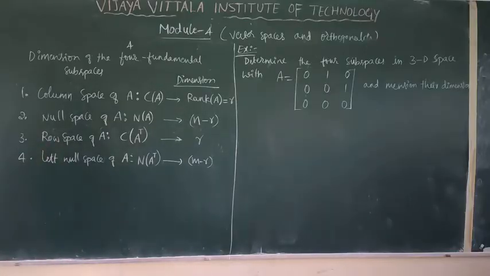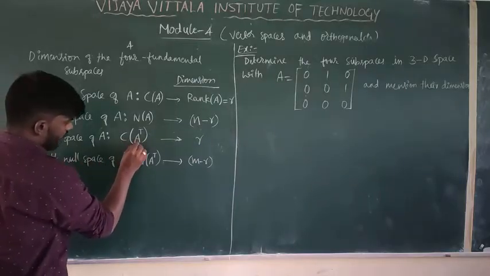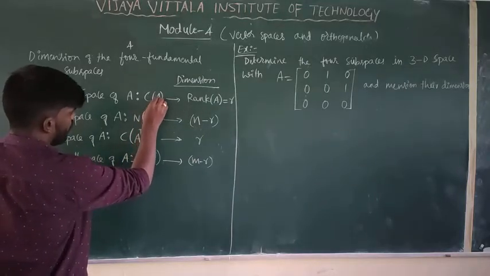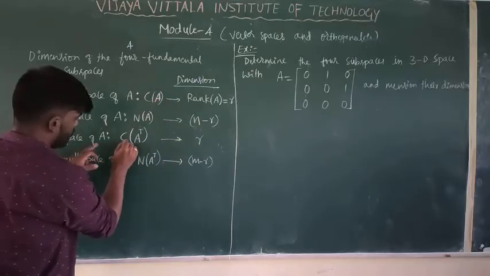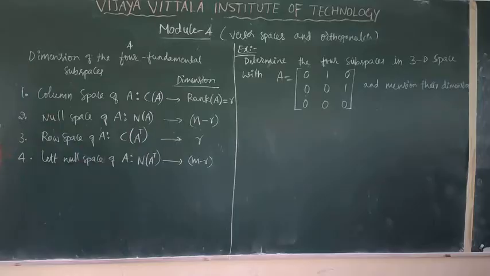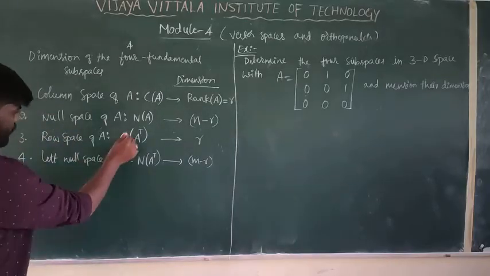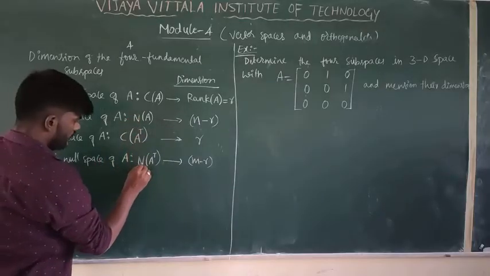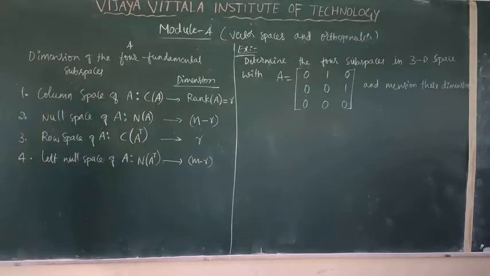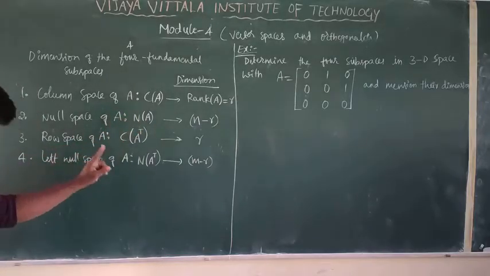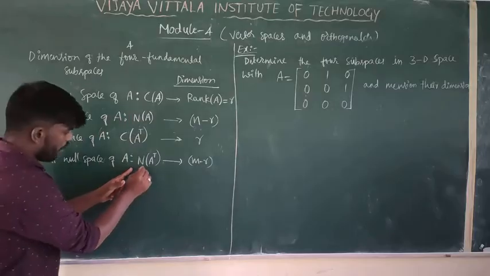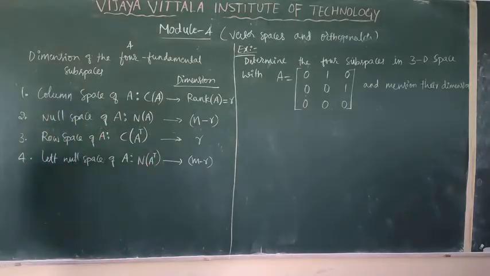Row space of A is nothing but the column space of A transpose. Here, the column space of matrix A, the row space of A, which is the column space of the transpose of that matrix, and the left null space, which is the same as the null space of A transpose. The null space of A is N(A), then the left null space of A is N of A transpose. Okay, we will see the dimensions.